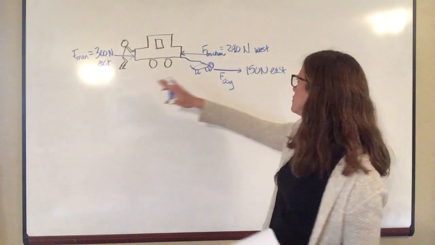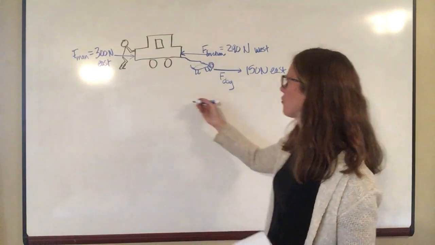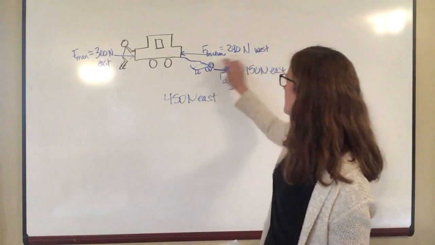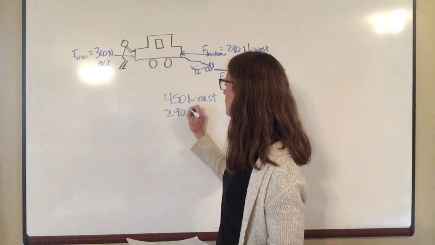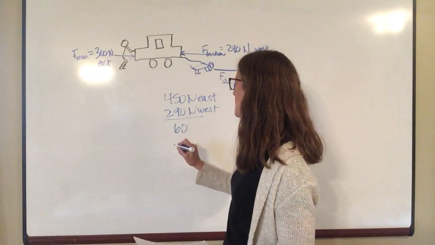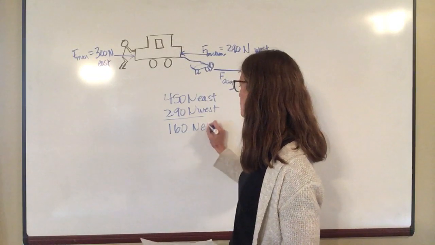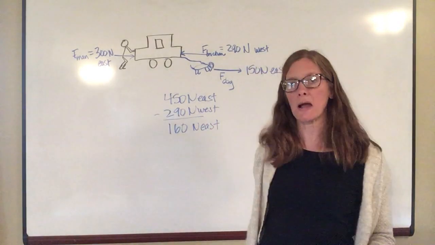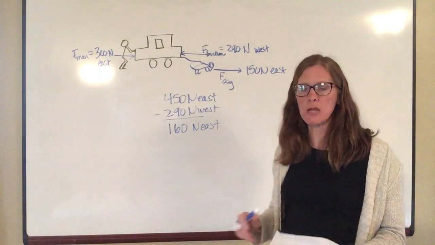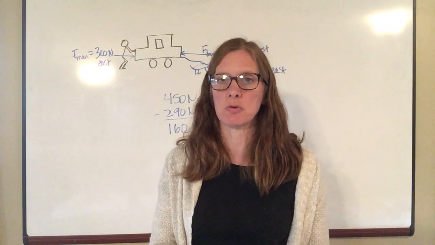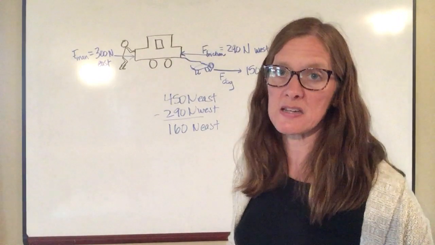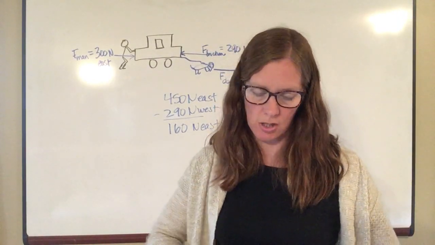So now I have 300 newtons east and 150 newtons east, so that's a total of 450 newtons to the east, but I now have 290 newtons to the west, and so that's going to give me a net force of 160 newtons to the east, because I'm going to subtract those because they're going in opposite directions. So if his dog is helping him, at that point he's going to be able to apply enough force to get the acceleration that he was looking for. In fact, he'll be able to get a higher acceleration because it's higher than what we had calculated that he would need for that particular acceleration.